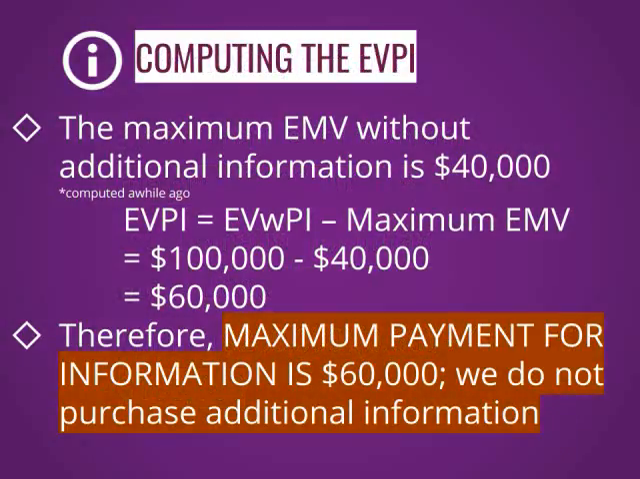The maximum EMV without additional information is $40,000, as computed a while ago. So now, the EVPI is equal to the EVWPI minus maximum EMV. That would be 100,000 minus 40,000, which will generate $60,000. Therefore, the maximum payment for information is $60,000. We do not purchase the additional information worth $65,000.